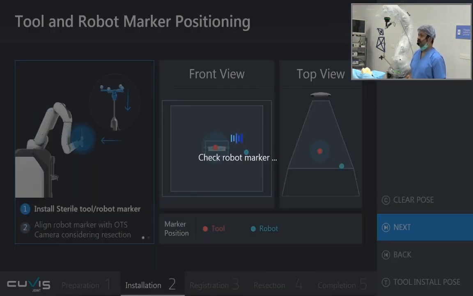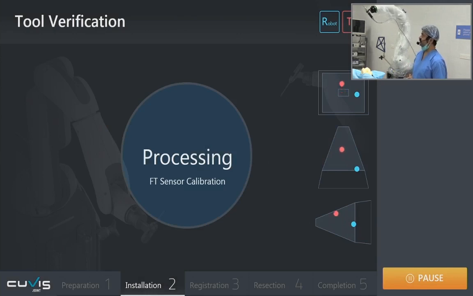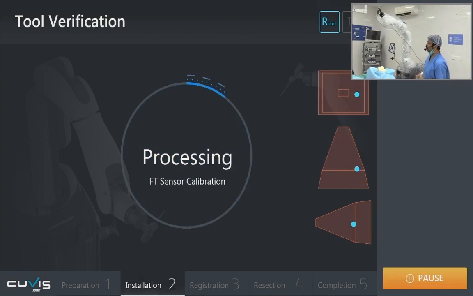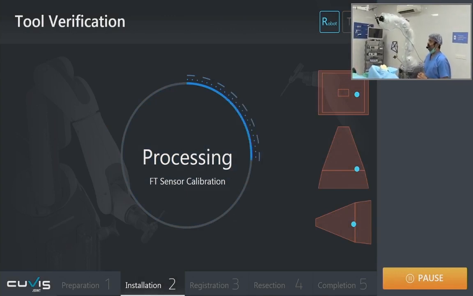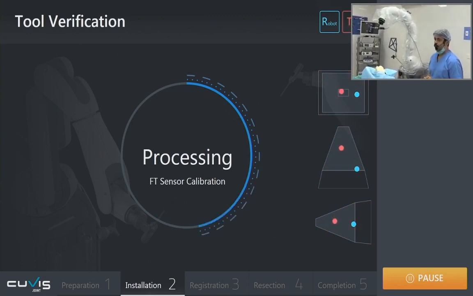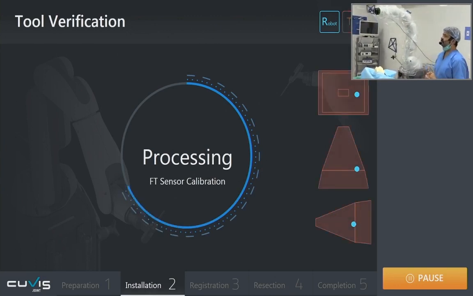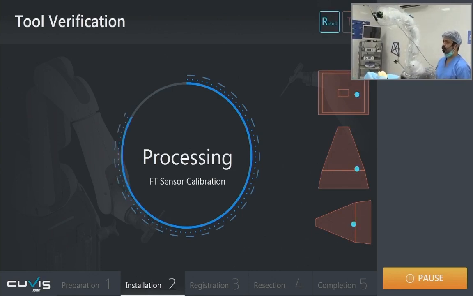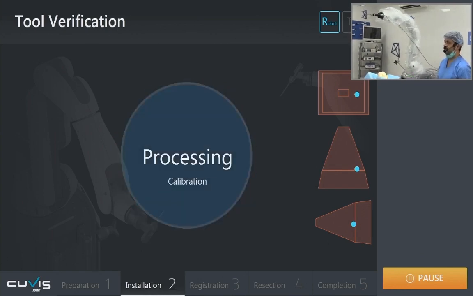So the robotic check marker is being checked again, and as you can see, it is again going to move through the same range of motion and verify everything is all right, almost same as what it did in the unsterile condition. Everything in sterile condition is also something which it checks. So you can see that the FT sensor is getting calibrated.